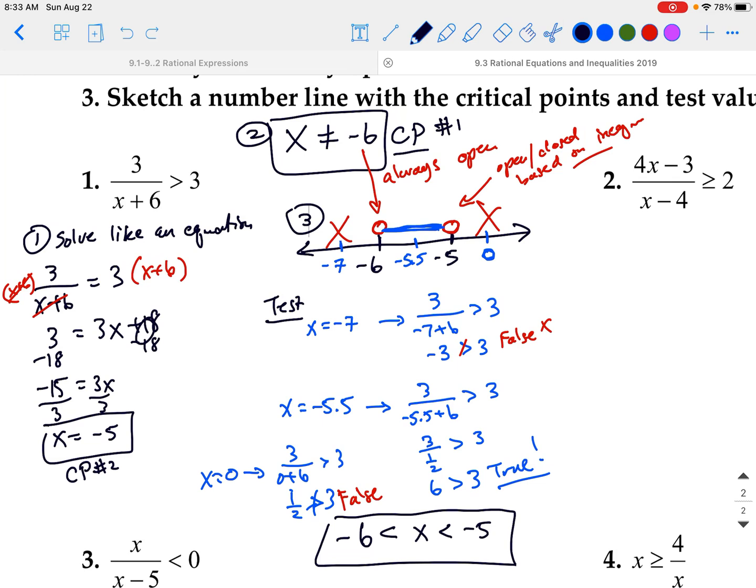So this process is going to repeat each time. You're going to find your critical points. So those are the solutions and undefined values. And then you're going to test points in between.